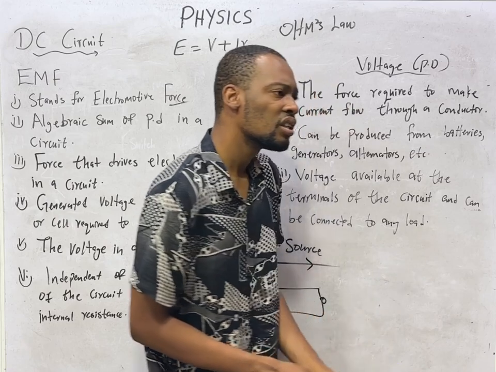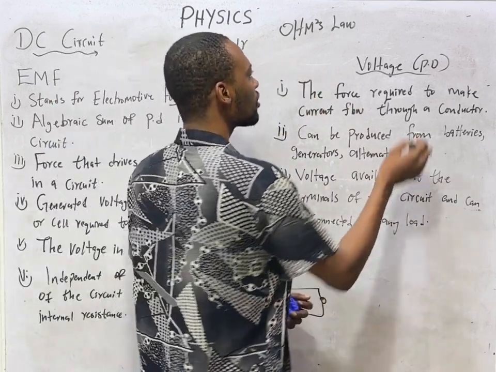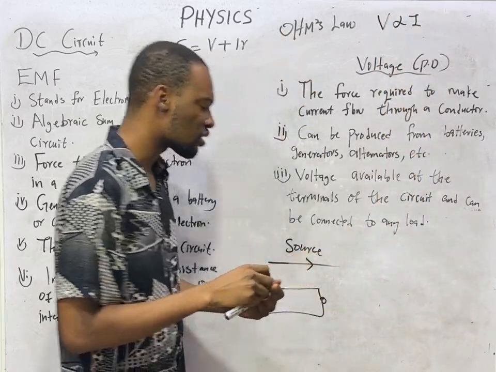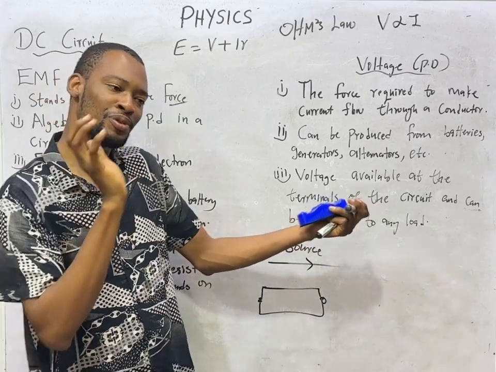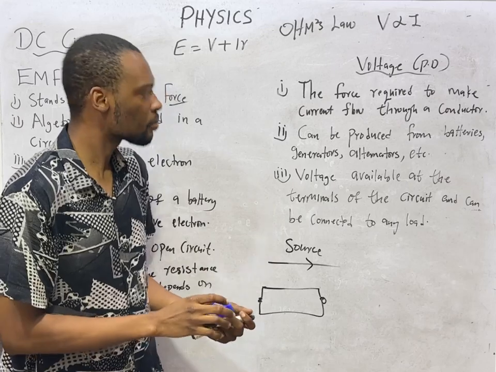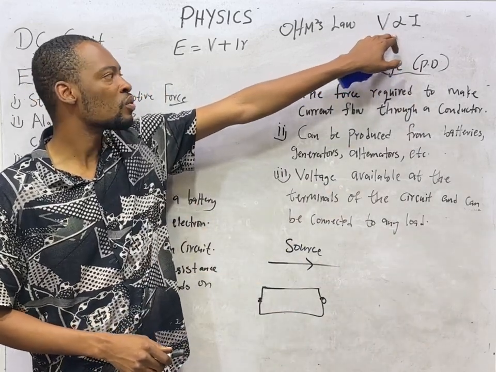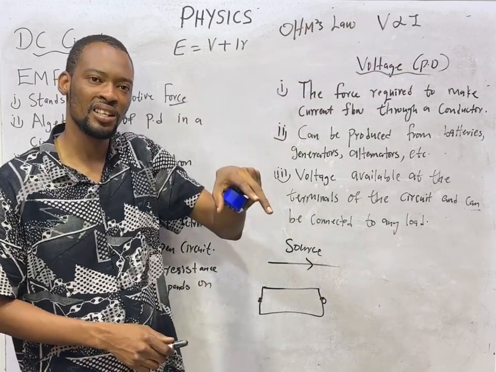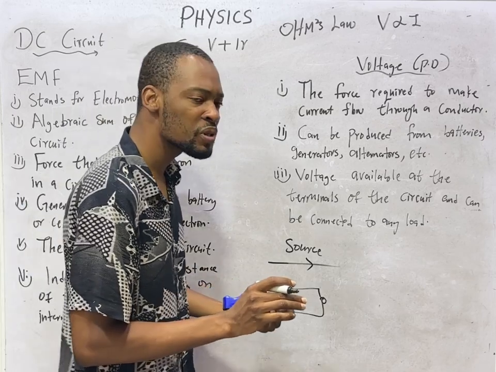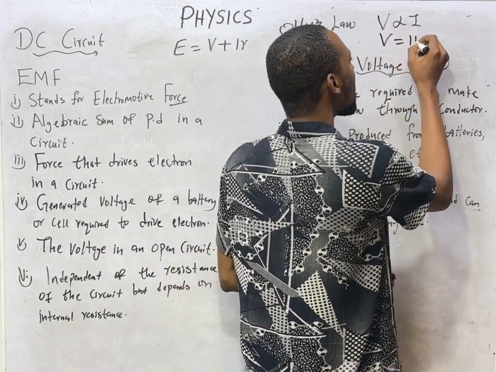In summary, voltage or potential difference is proportional to current. This is Ohm's law. V is proportional to current, which means it is voltage that pushes current. As voltage increases, current will increase. And we don't solve with a proportionality sign. We introduce an equality sign, which means there is a constant. The constant in Ohm's law is R, that is the resistance. So V equals I R.